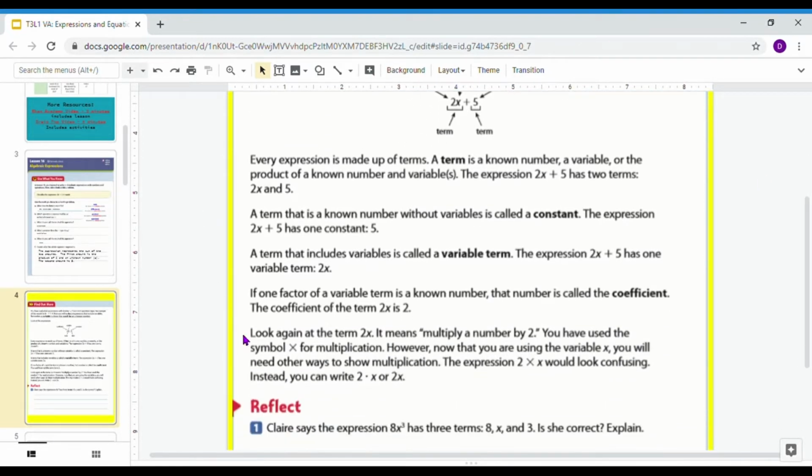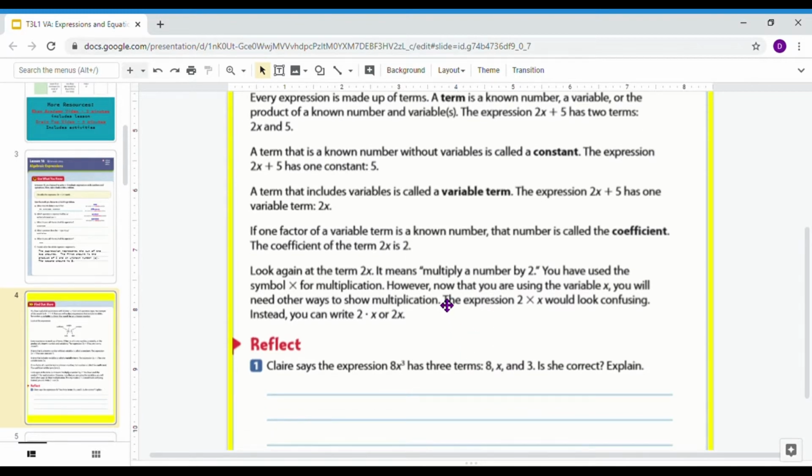So the last thing, it says, look again at the term 2x. Remember, whenever we have a number next to a letter, it means to multiply an unknown number by 2. We usually use that x for the multiplication symbol, but this is basically them showing the different ways of why they do that. Like, why don't they just write 2 times x? The reason is that x is one of the most common variables that is used in math. So it's the most common letter. X and y we see a lot through our books.